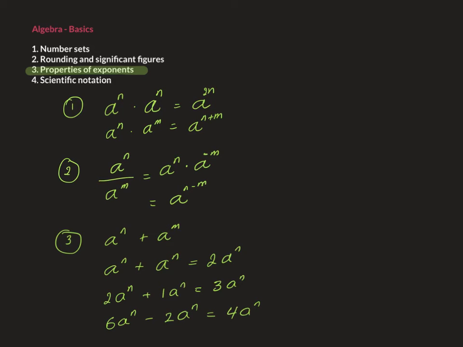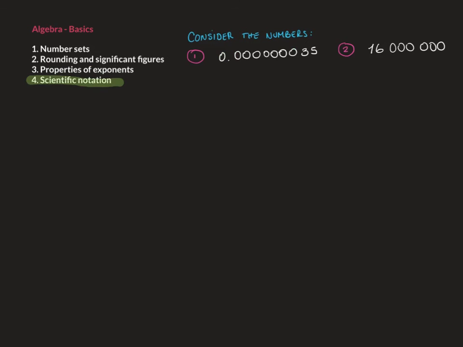Now let's move on to scientific notation. Let's consider we have two numbers here, one that is very small and one that is quite large. So scientific notation is going to be the tool that we're going to use to write numbers that are very large and very small. That is more convenient for us.